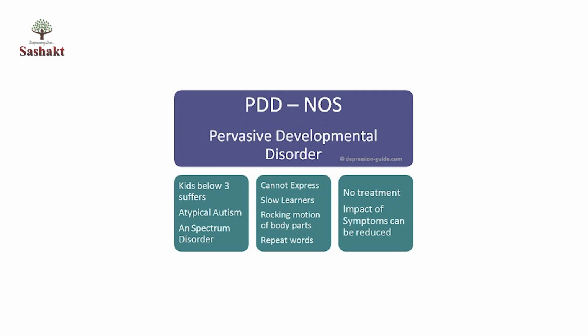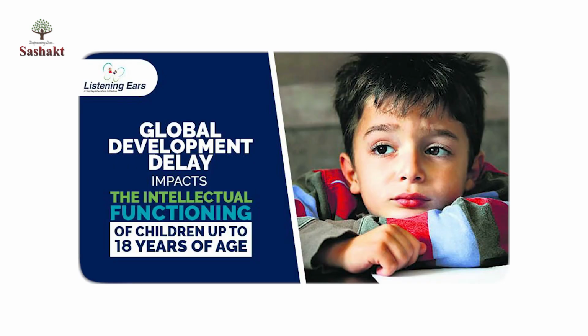Then it becomes PDD-NOS. That's the next diagnosis that you get. That's pervasive developmental delay, not otherwise specified, NOS. What that means is that we don't know what it is, but it's a delay. That's the fancy name for we don't know what it is, but it's a delay. After that, GDD, Global Developmental Delay. So if you go for an autism testing before 5 years of age, they will give you a GDD diagnosis. They're all under the umbrella term of developmental delays.